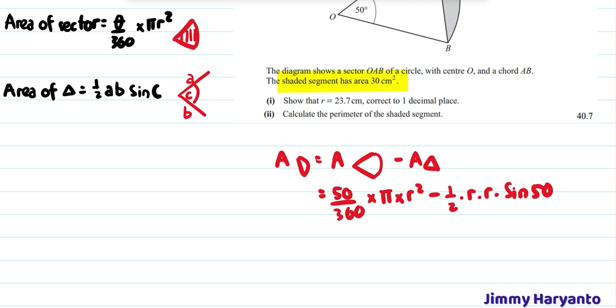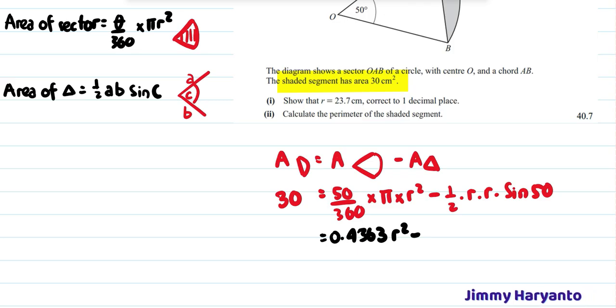And the question says the area of the shaded segment is 30. So we can set this equal to 30. Then I will calculate this one first. 50 divided by 360 times pi equals 0.4363 r squared, minus sine 50 divided by 2 equals 0.383 r squared, and then you can subtract.